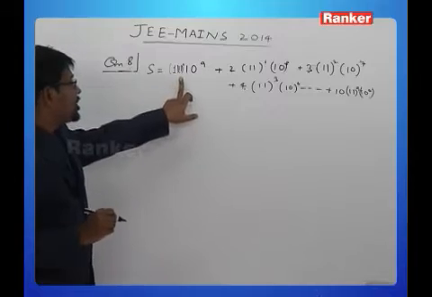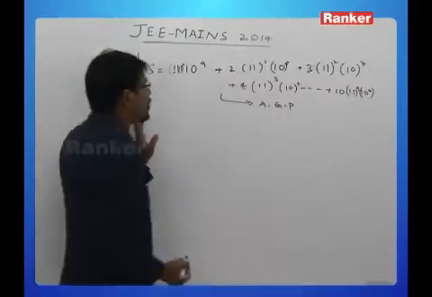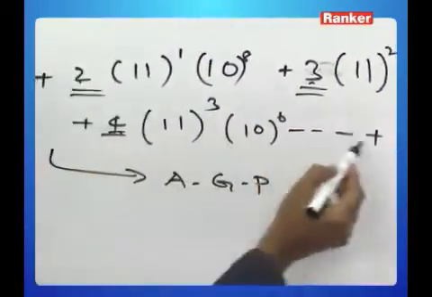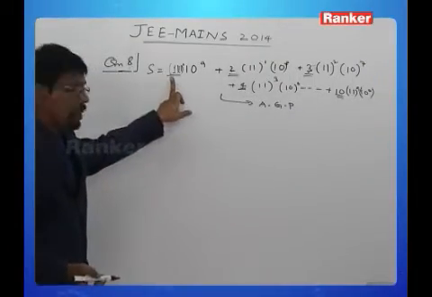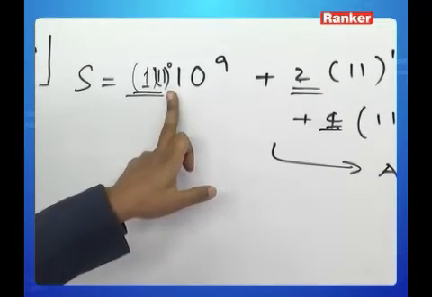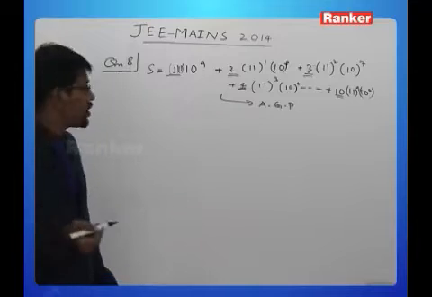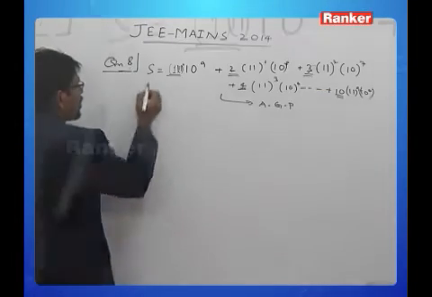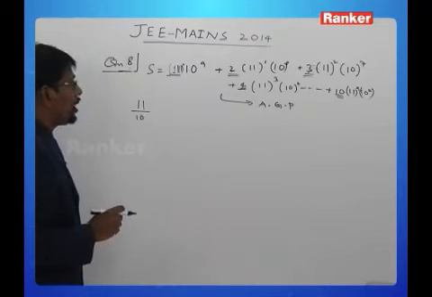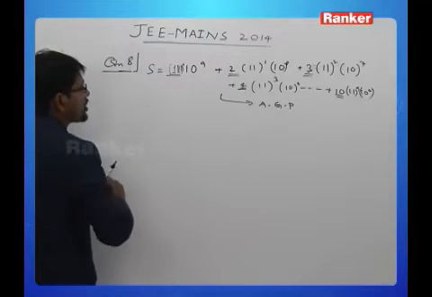Observe that this is in the form of an AGP, that is arithmetico-geometric progression. The first parts, what I have underlined, they are in AP, and the rest of the parts, you see that every term is getting multiplied by 11 divided by 10. So 11 by 10 becomes the common ratio. So the general process is you multiply the sum by 11 by 10, and shift and write it. So let me rewrite this.